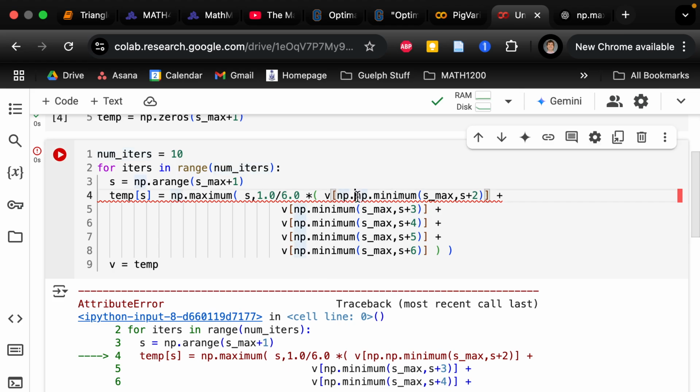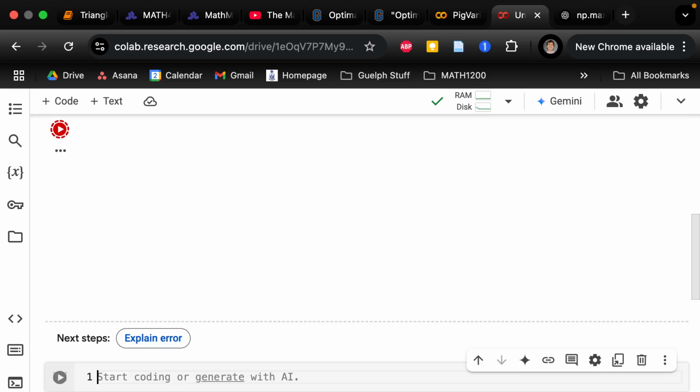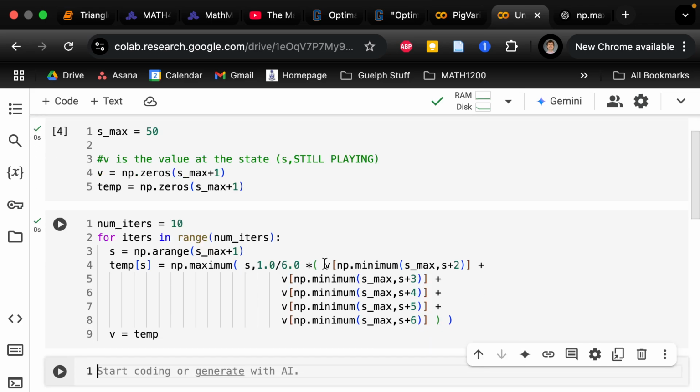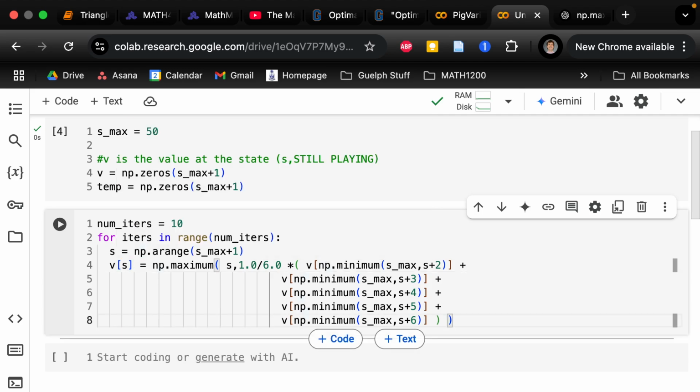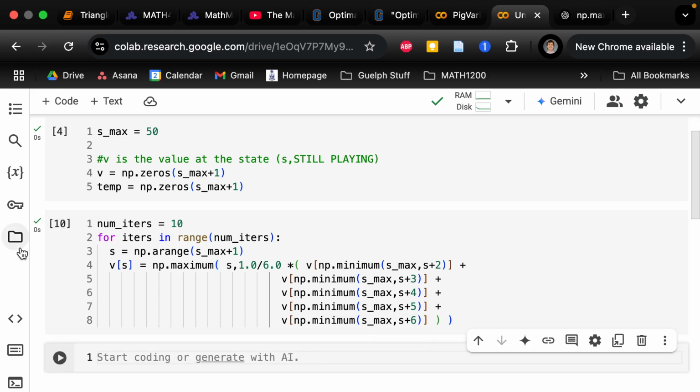NumPy has no attribute np. Yeah, np.np, not good. Okay, now it works. Okay, and now that it works, now you can see that this is very silly. I might as well delete my temp and just say v of s equals that. Okay, very nice. And the reason it's nice, right? By doing v of s instead of v, then I can index the s, right? V of s, something involving s plus 2. It's all good. Okay, and it works like that.